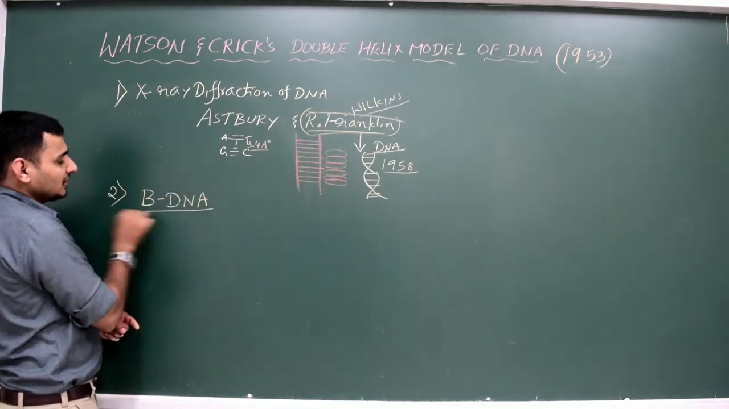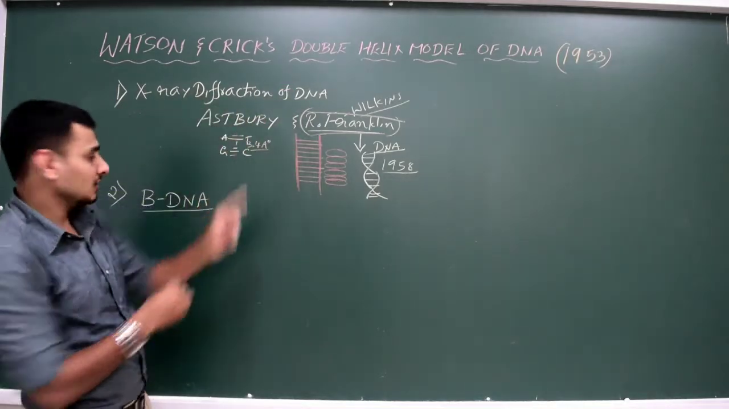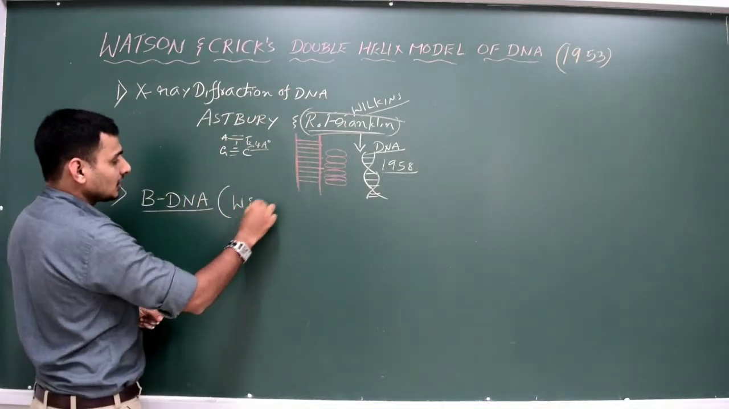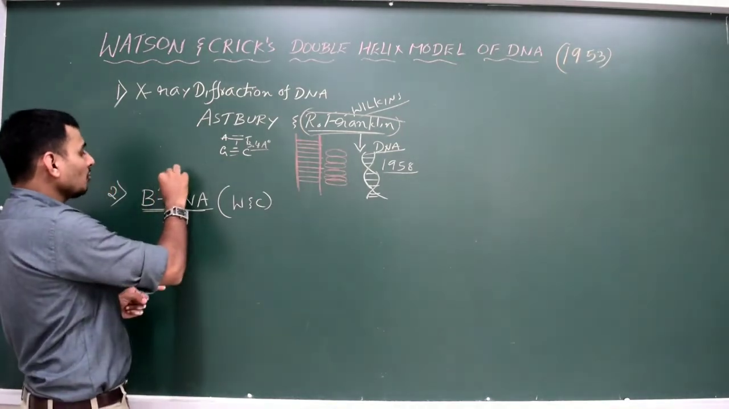What is this B DNA? It's just a name given to the DNA proposed by Watson and Crick. So please remember, Watson and Crick actually proposed the B form of DNA. This is the B form of DNA.